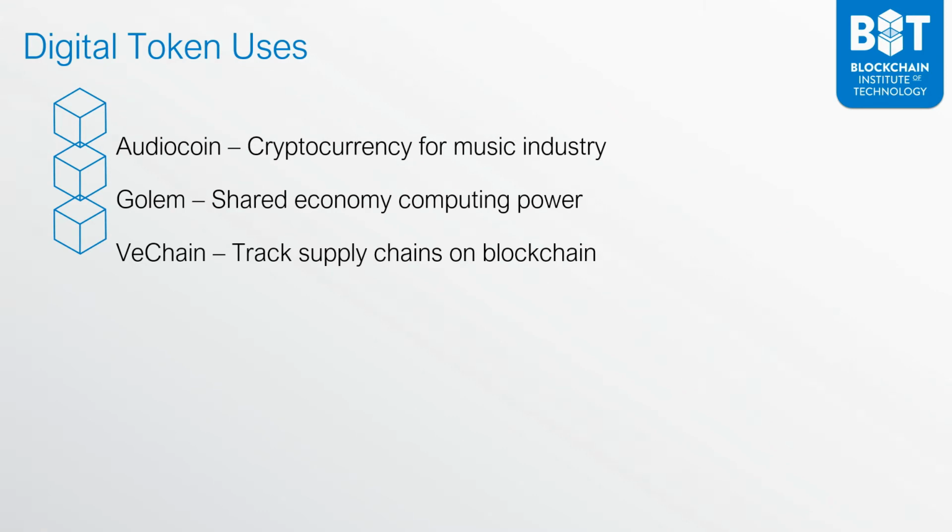Now, VeChain is a cryptocurrency designed for tracking supply chains on the blockchain. So a very strong use of blockchain nowadays is supply chain, where you track the entire path of an asset as it's being created from its raw materials all the way through the end consumer. You have the supply chain. And we will talk about this further as we go on in this course. But VeChain is a digital token designed specifically for tracking supply chains on a blockchain.